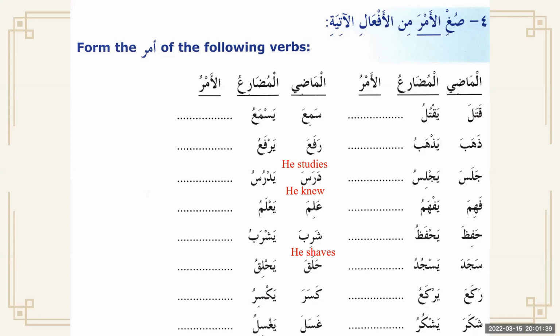So in this, you will see that there is al-madi and there is al-mudari given. So there are fail al-madi and fail al-mudari, and you need to find out what is the amr for that. Okay. Now you can give your answers in the chat box. Qatala yaqtulu. Uqtul. Okay. Qatala yaqtulu, uqtul.